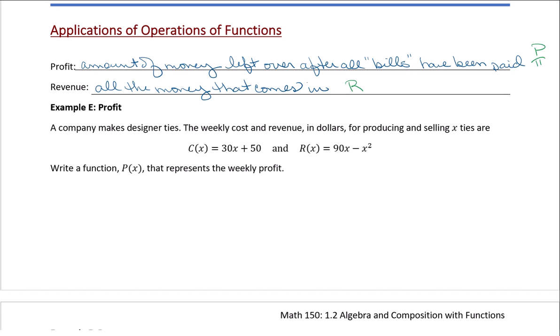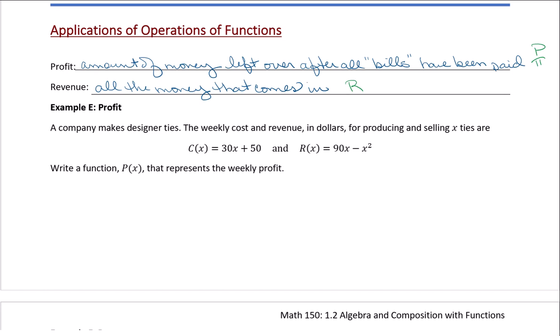So let's look at example E about profit. A company makes designer ties. The weekly cost and revenue in dollars for producing and selling x number of ties are represented by the C of x function for cost and the R of x function for revenue. So they're wanting us to write a profit function that represents the weekly profit.